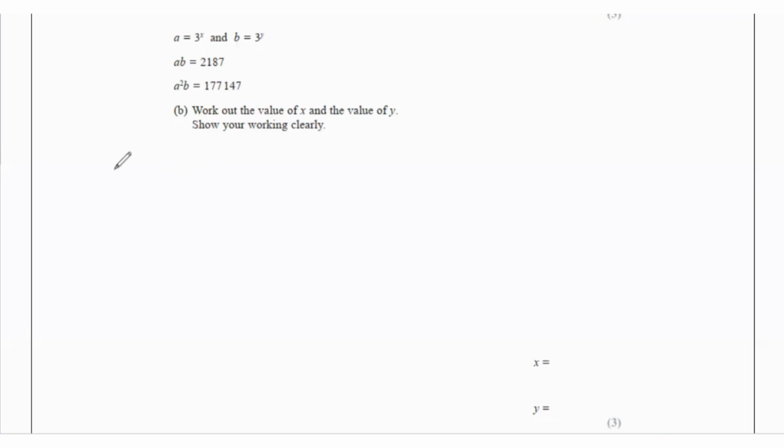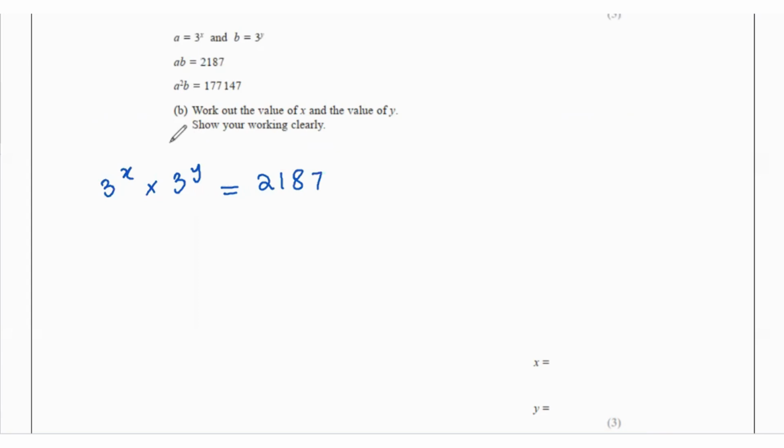So A times B is 3 to the power of x times 3 to the power of y equals 2,187. Whenever they give you such a question, always remember that you need to convert the other term into the base of 3 as well. And remember, it's always possible to do it. They will never give you a number that cannot be converted into the base given in the question. So what we do is we keep on dividing 2,187 by 3 until we reach 1.